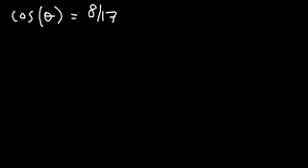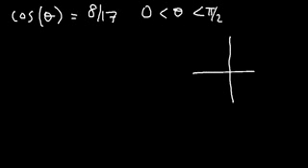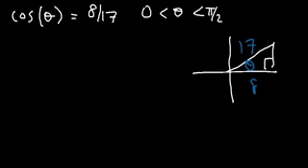So now we're going to go over the double angle formulas. So let's say cosine theta is 8 over 17, and theta is between 0 and pi over 2. So basically, it's in quadrant 1. So draw the triangle in quadrant 1. Cosine is adjacent over hypotenuse. This is the 8, 15, 17 triangle, so the missing side is 15. Everything is positive in quadrant 1.